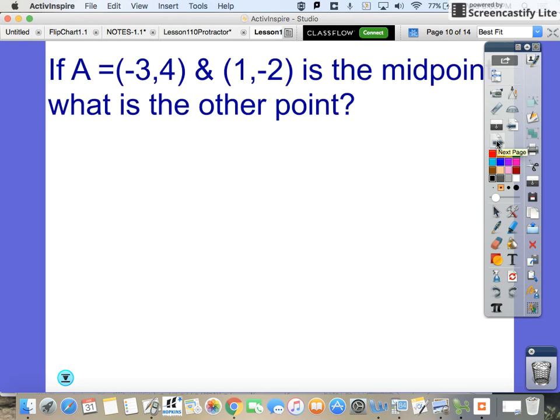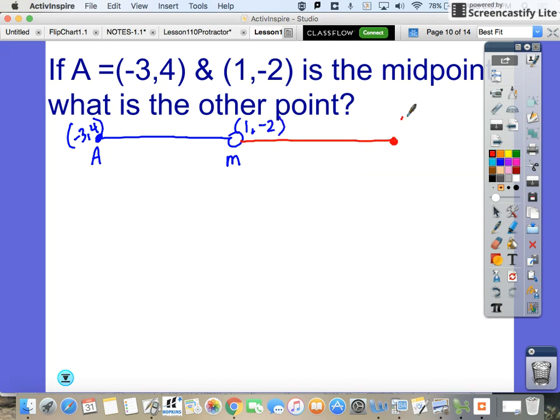So now, if A is negative 3, 4, and 1, negative 2 is the midpoint, what is the other point? Basically what this is saying is if you're at A right here, and they're telling you that the midpoint is 1, negative 2, they want to know what is this other coordinate.